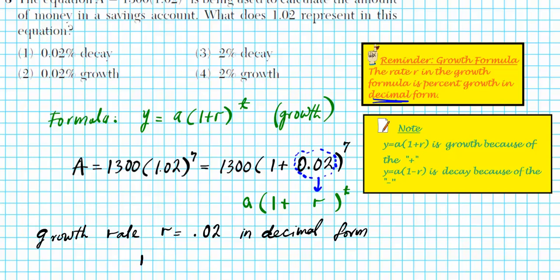right. Okay, so R, which is equal to 0.02, is equal to, if you move the decimal point 2 places to the right or multiply by 100, you end up with 2%. So we have 2% growth as the significance of this 1.02 in the growth equation provided. Answer is option number 4.